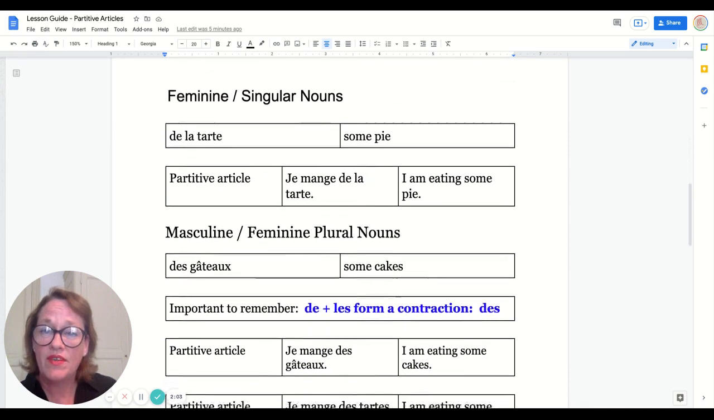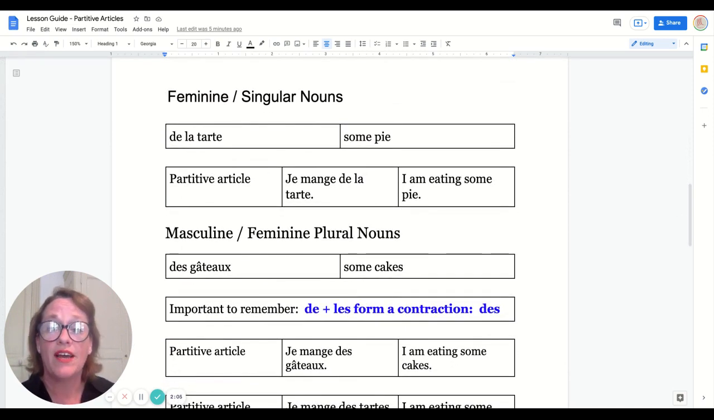Now let's look at one with a feminine singular noun. La tarte. If we want to say some pie instead of the pie, we say de la tarte. Je mange de la tarte. You see, I'm not eating the pie. I'm not eating a pie. I'm eating some pie. De la tarte.